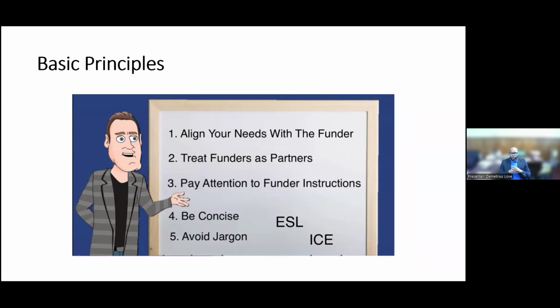Here's the key. When we say building relationships, align your needs with the funder. Now, when we get further into this, we're going to talk about how to do that. Treat your funders as partners. This is that word, relationship. Try to get your funder as part of your process.